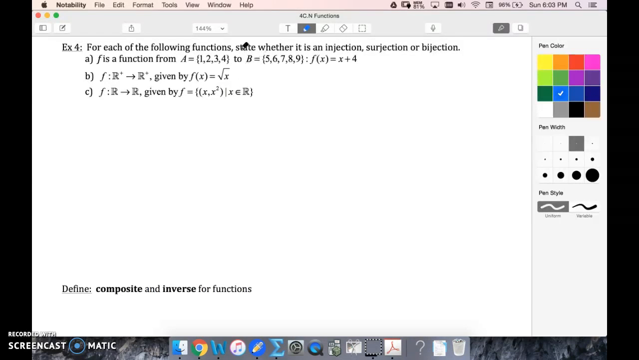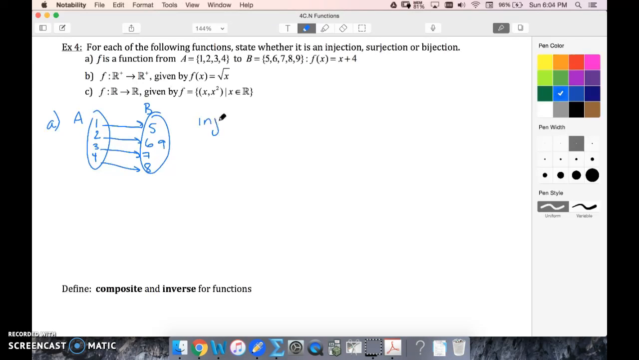One way that we could do this is by making our mapping diagram. So we've got A, 1, 2, 3, 4, and then we're mapping over to B, x plus 4. So 1 plus 4 is going to be 5, 2 plus 4 is 6, 3 plus 4 is 7, 4 plus 4 is 8. Let's make sure these are in here, 5, 6, 7, 8, and then there's also 9. So we map over. So every element in B is mapped by at most 1 in A. Yes, this is an injection.